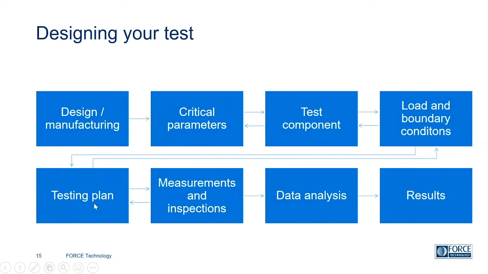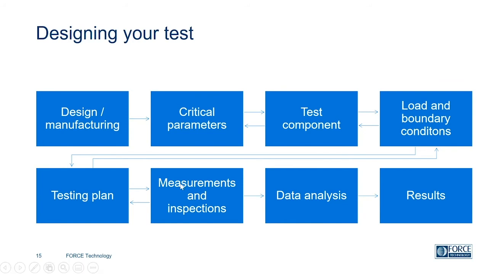With that information, we can finally build our testing plan. We can say, this is what we're testing. This is how we're testing. What we need to measure to get the feedback on whether our critical parameters are going to be fulfilled. Those measurements, we have to analyze that data. And you'll hear some more from Mass on the use of strain gauges, on the use of measuring load, and what we find out when we're doing that kind of work. And finally, we're getting our results.